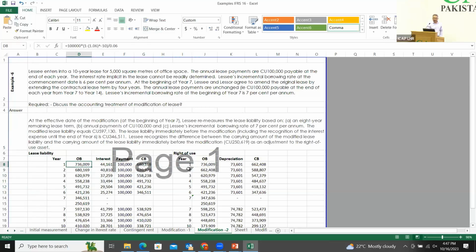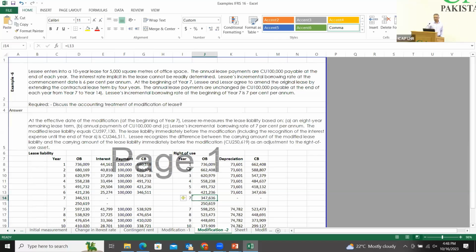Then you amortize the lease liability for 6 years. And as you see, there is a discount rate of 6%. Then there is a payment of 100,000. At the start of the 7th year, this is your carrying value of lease liability. And this is your carrying value of right of use. Now you have amended the lease, and now you have added in the lease term.